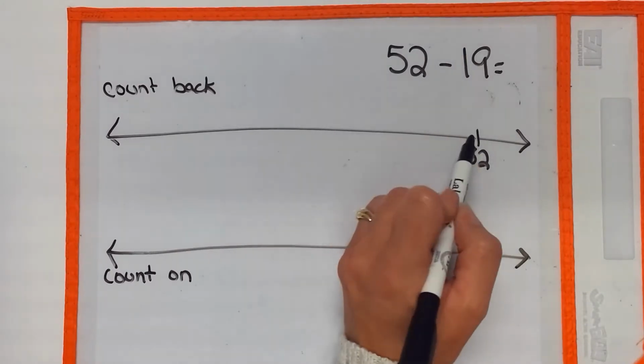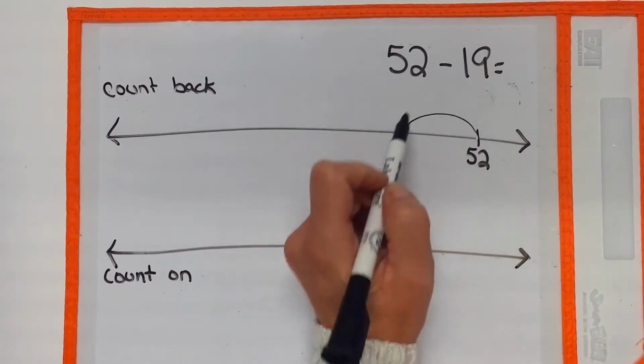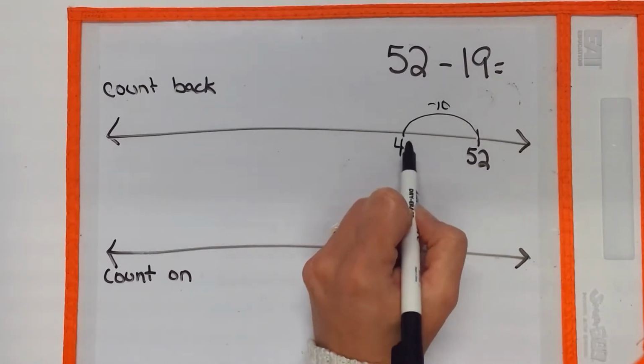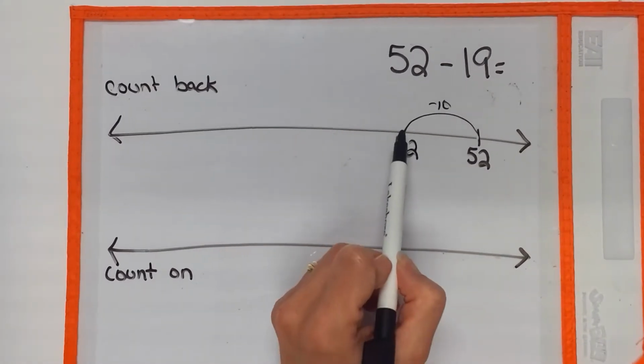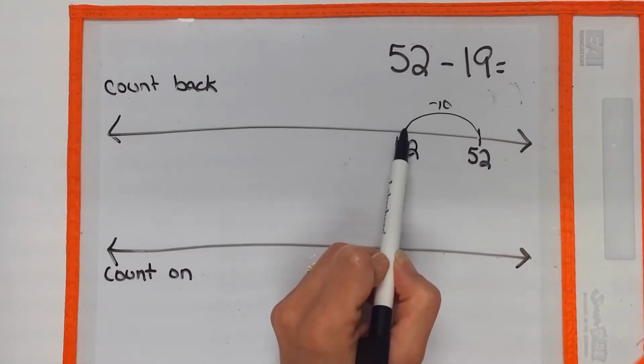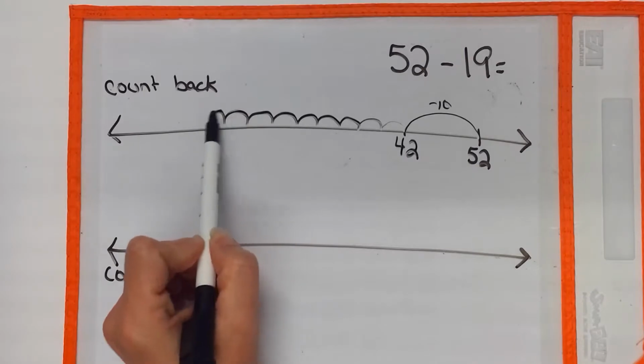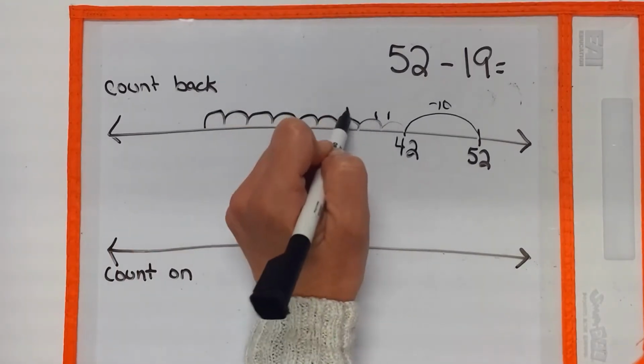So we're going to make one large jump of 10 backwards. So this is minus 10, and this is going to be 42. And then I'm going to make 9 jumps of 1 backwards. 1, 2, 3, 4, 5, 6, 7, 8, 9. And this is all jumps of 1.